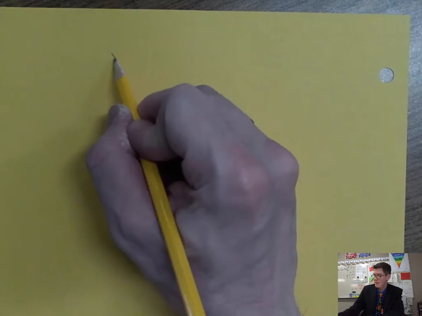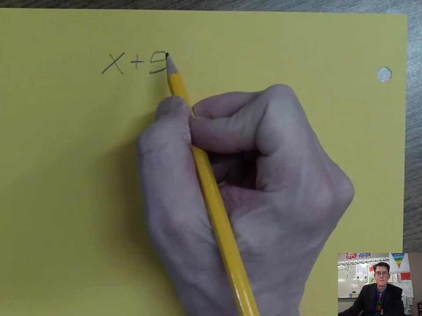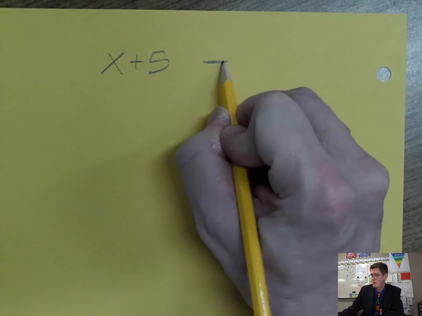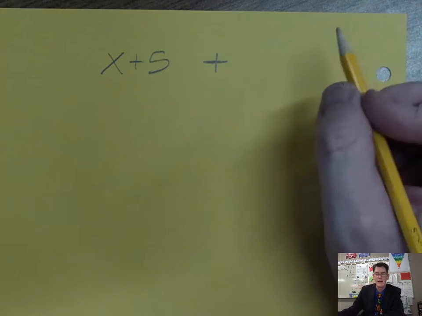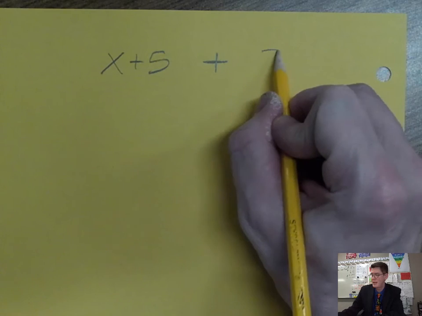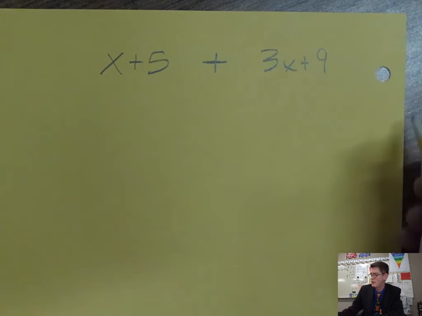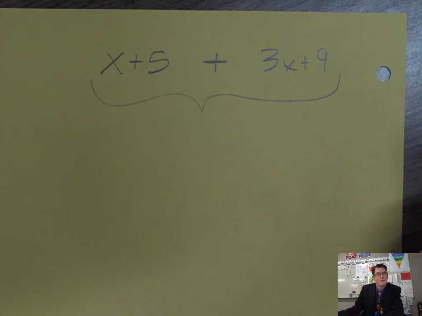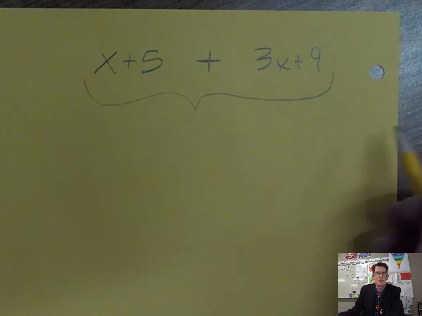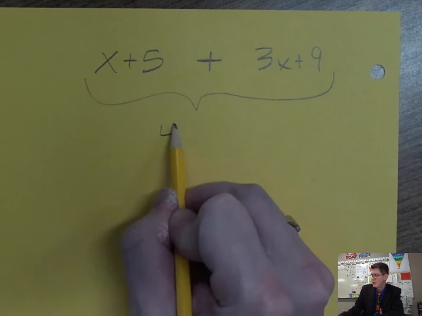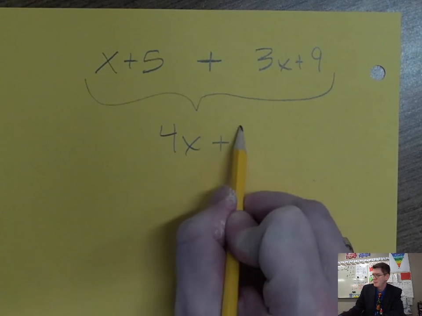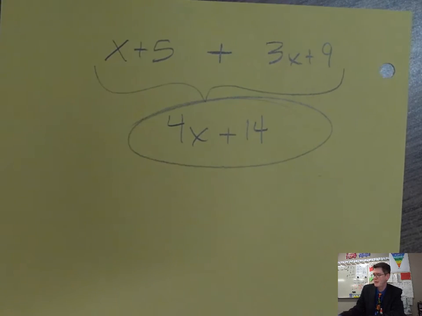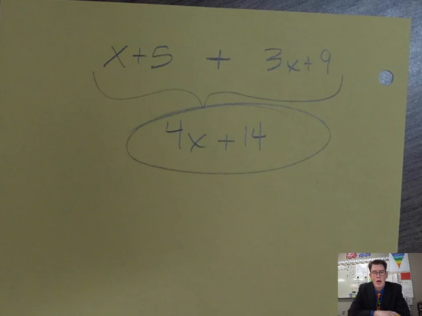And then lastly, what if I tell you that I'm going to give you x plus $5, and I'm going to give someone else I know 3x plus $9. How much am I going to give away all together? Let me just add them together. These are just some story problems that might show up. So 4x plus 14, that's how much I'm giving to everyone all together.